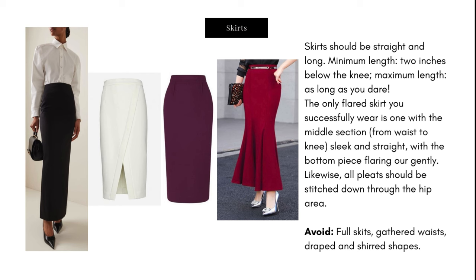Skirts should be straight and long. Notice again how the recommendations for this body type are in alignment with how this body type itself is described. The dramatic is straight and long, so it makes sense that the items described to suit them best would also be straight and long. Minimum length, Kibbe recommends 2 inches below the knee, and there is no maximum length. You can wear as long a skirt as you want or as long a bottom or dress as you want because you have that long vertical.